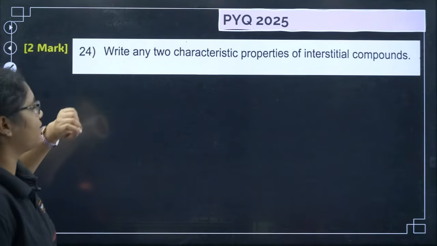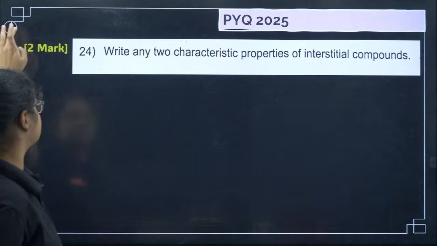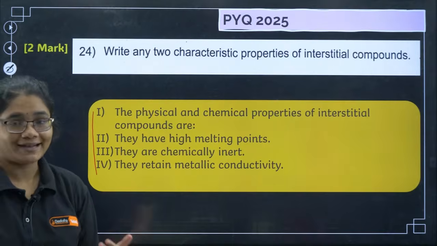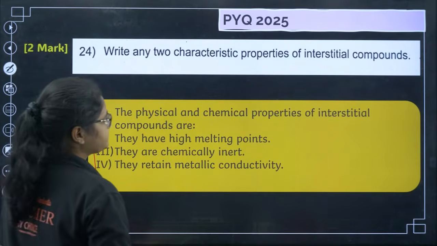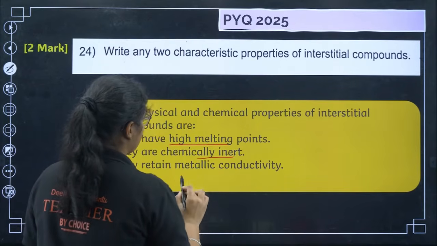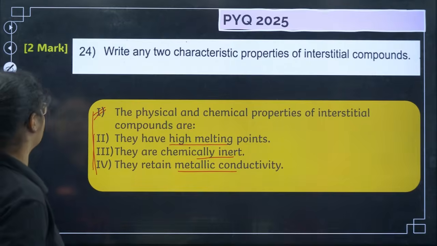Now we will go to PYQ 2025, the actual question paper that was asked in 2025. Two characteristics of interstitial compounds. Here I have given you 4 characteristics. You can write any 2. First of all, they have high melting points, they are chemically inert, they retain the metallic conductivity. So 3 points I have given you. You can write any 2 here.